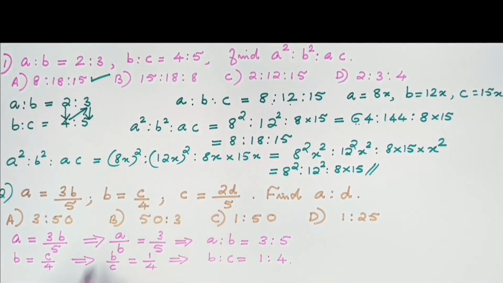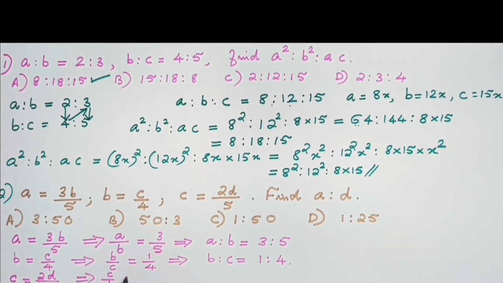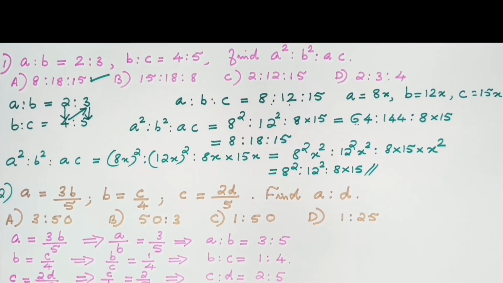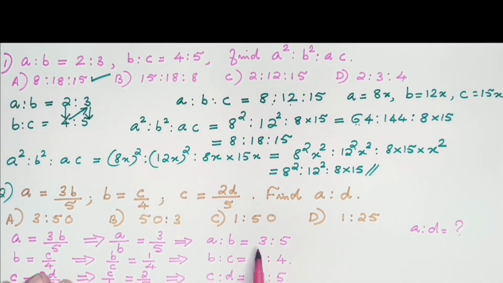Then we have one more, C equals 2D over 5. Taking D to the left side, you have C over D equals 2 over 5. C is to D, 2 is to 5. We are asked to find out A is to D. All you need to do is combining these three ratios, you find out A is to B is to C is to D. See, I've already shown you how to combine two ratios. Let's find out A is to B is to C using these two ratios.